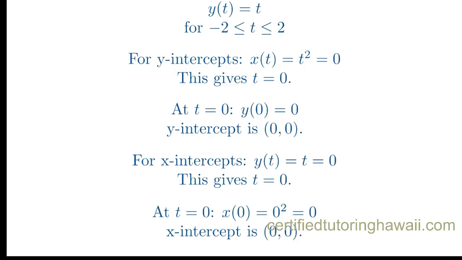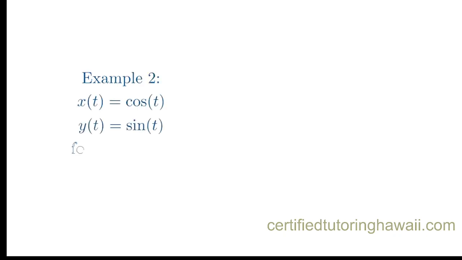This confirms what we saw in the plot. The particle passes through the origin at time t equals 0, which means it crosses both axes at that single point. Let's work through one more comprehensive example to solidify these concepts. Suppose a particle's motion is given by x of t equals the cosine of t, and y of t equals the sine of t. We'll analyze this for all times t from 0 to 2 pi.